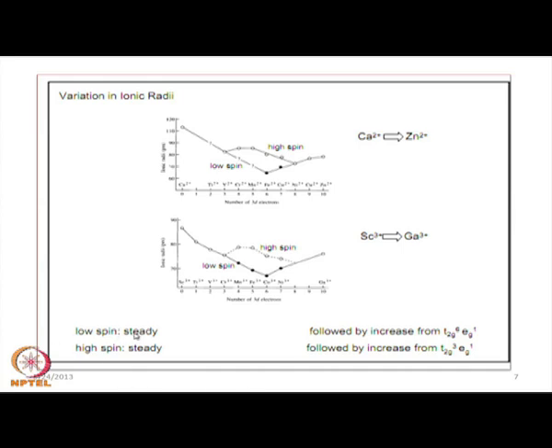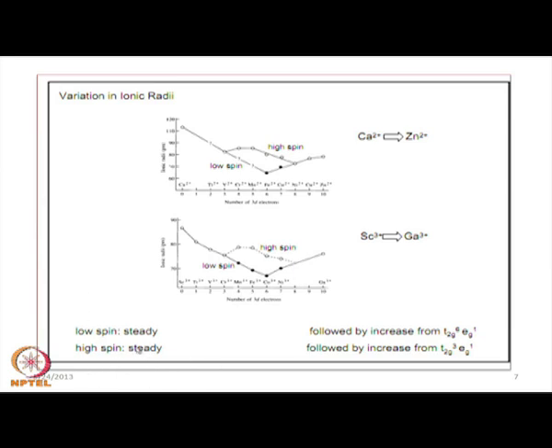So, for the low spin case there is a steady decrease up to the corresponding configuration of T2G6, and after that we increase from T2G6 to EG1. That means the next one is nickel 3 plus, which is 3D7, and for the copper one also in plus 3 oxidation state.